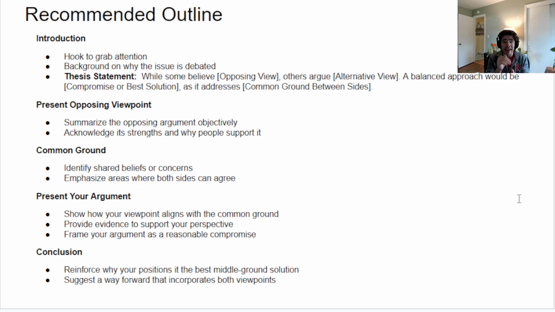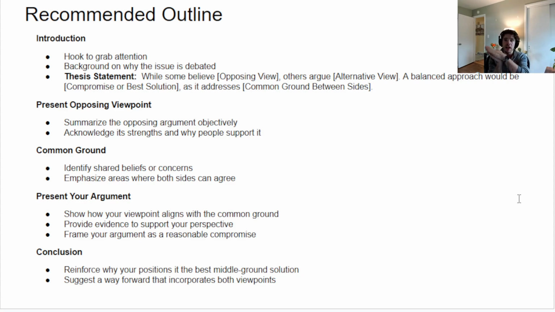Now, your goal next is to find some common ground. So in your common ground, you're going to identify shared beliefs or concerns. You're going to emphasize areas where you believe that both sides can agree. So think about the reasoning as to why you would need a solution in the first place. Think about the reason as to why this opposing viewpoint people really might like, right?